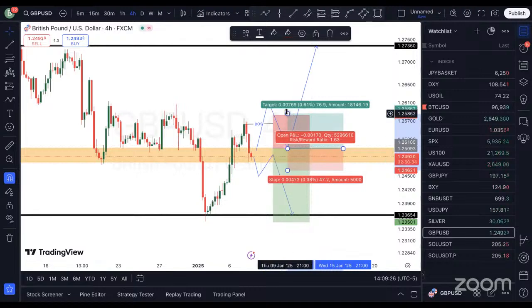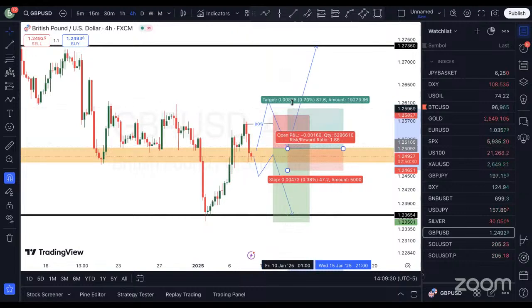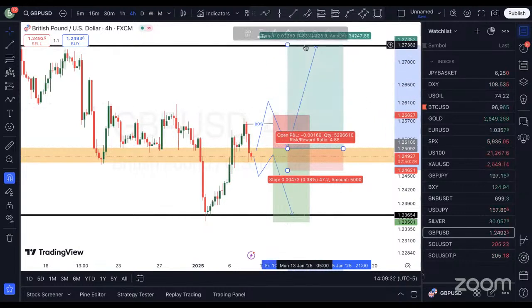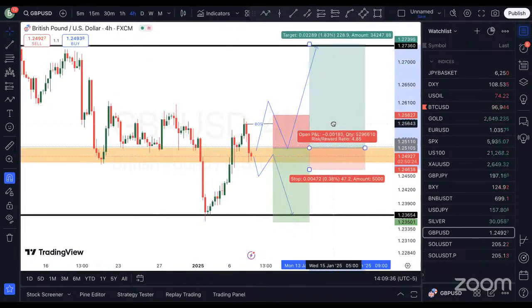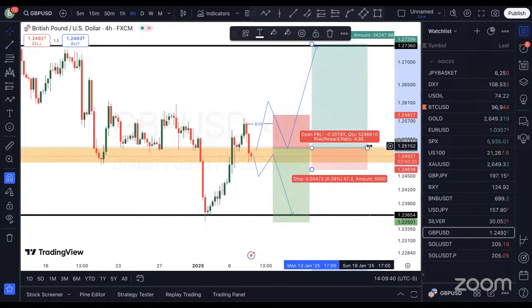Then our take profit. After the break of this place, a pullback and the continuation, we expect it to go all the way to this weekly resistance. So if we are going up, this is what we have. If we are going down, that is what we have.